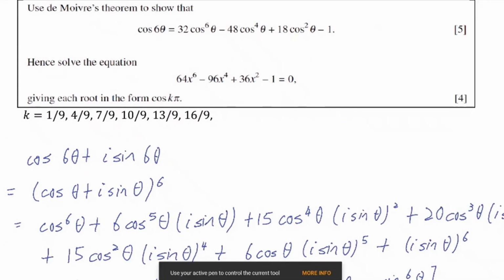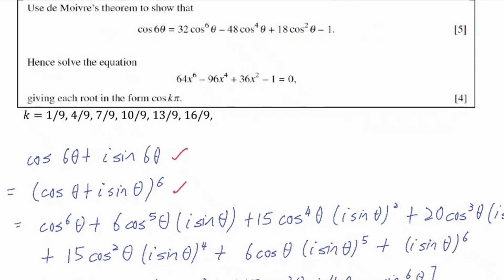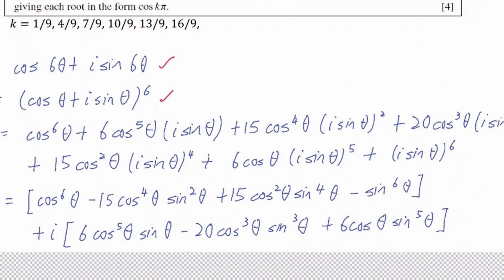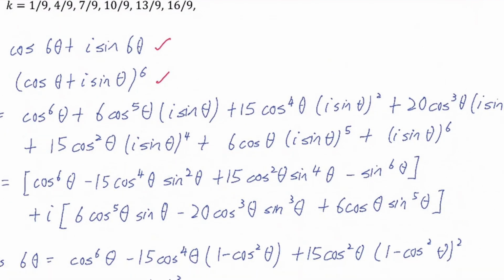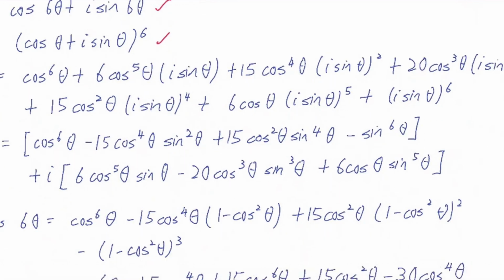De Moivre's theorem tells us that cos 6 theta plus i sin 6 theta is actually (cos theta plus i sin theta) to the power of 6. From here, we really have to expand it by using the binomial expansion. As we deal with the binomial expansion, we will have different parts. Some of the terms will give us a real part, and some will give us the imaginary part. So just collect the real and the imaginary together.